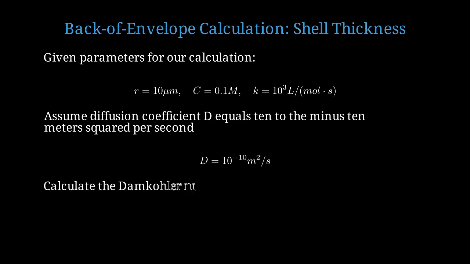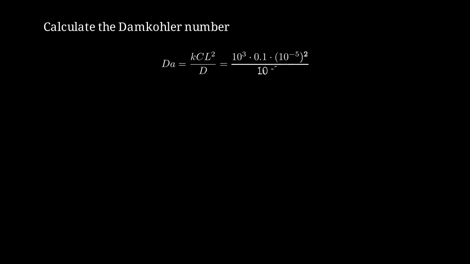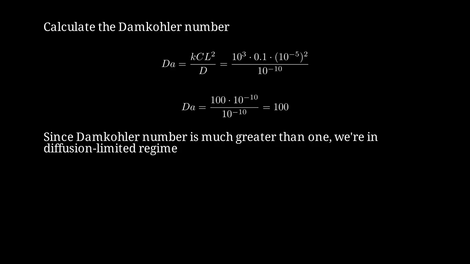First, let's calculate the Damköhler number to determine which regime we're in. Da equals K C R squared over D, which is 10 to the 3 times 0.1 times 10 to the minus 5 squared, all divided by 10 to the minus 10. Simplifying, we get Da equals 100. Since the Damköhler number is 100, which is much greater than 1, we're definitely in the diffusion-limited regime. The shell growth is controlled by diffusion.